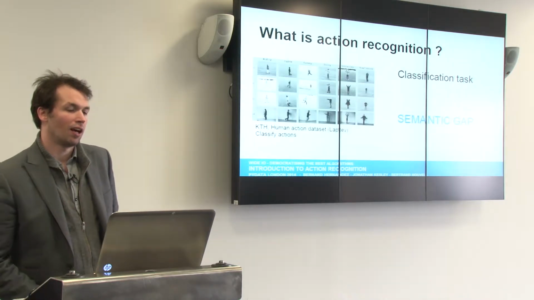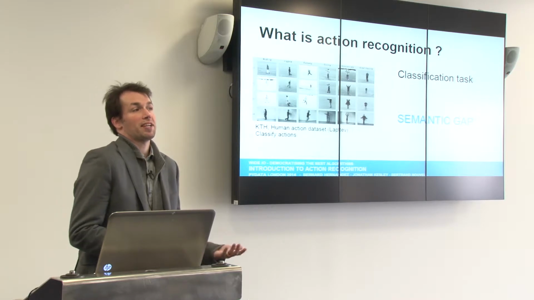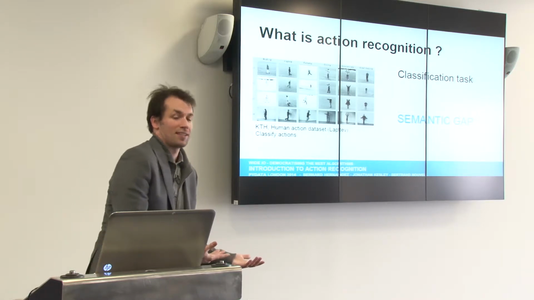So what is action recognition? It's a classification task where the datasets that we have are composed of videos, and we want to label these videos according to something semantic. We want to say, okay, there was an object in that video that did this.